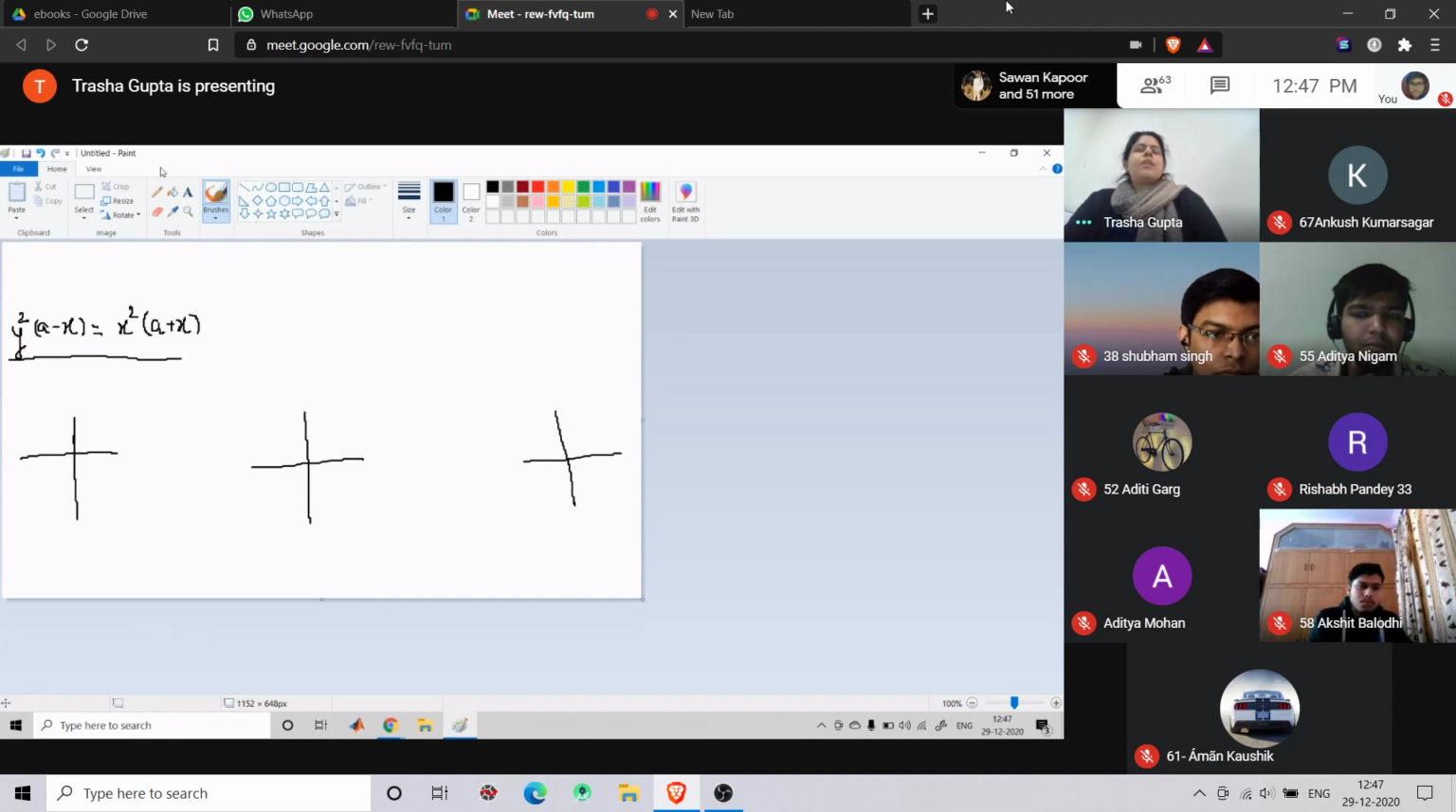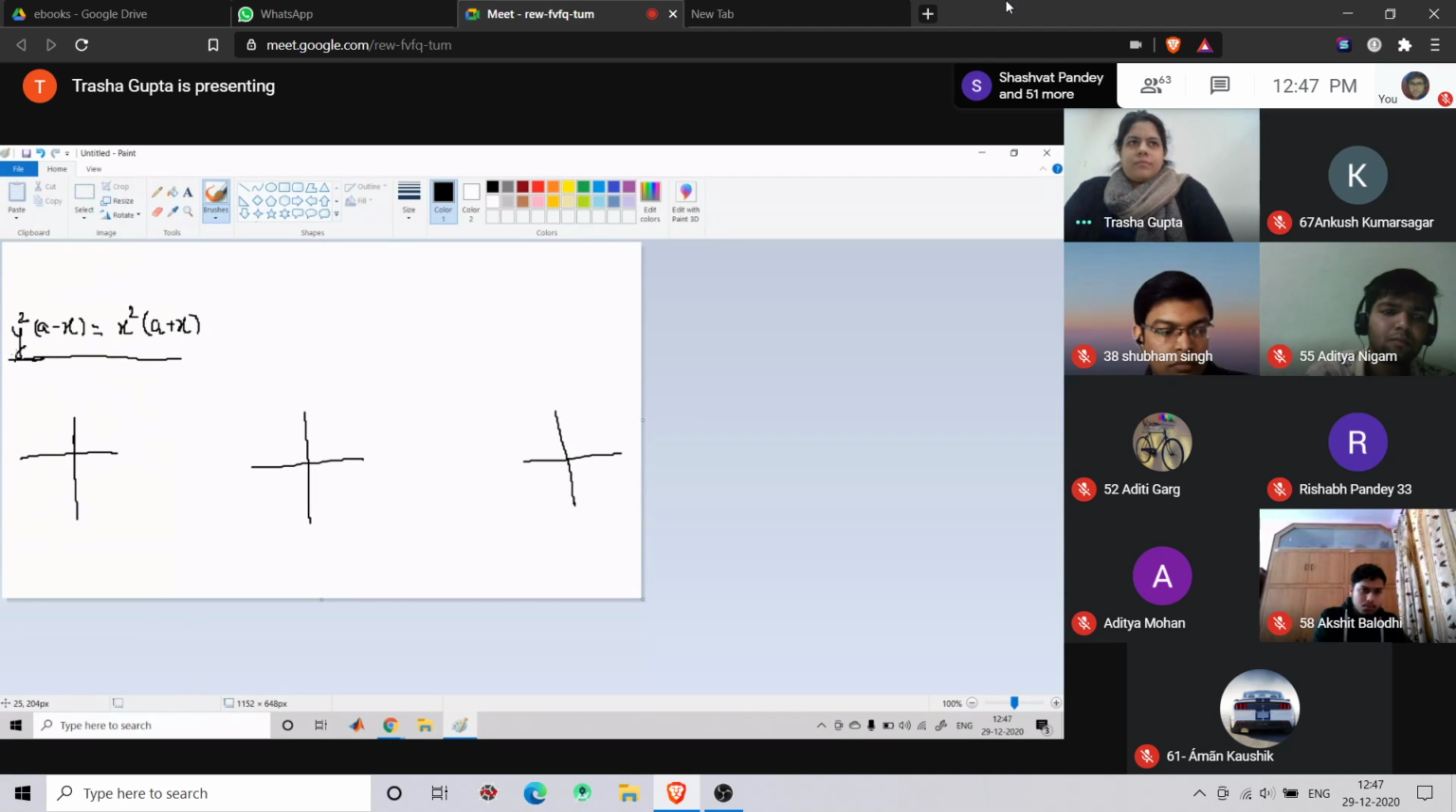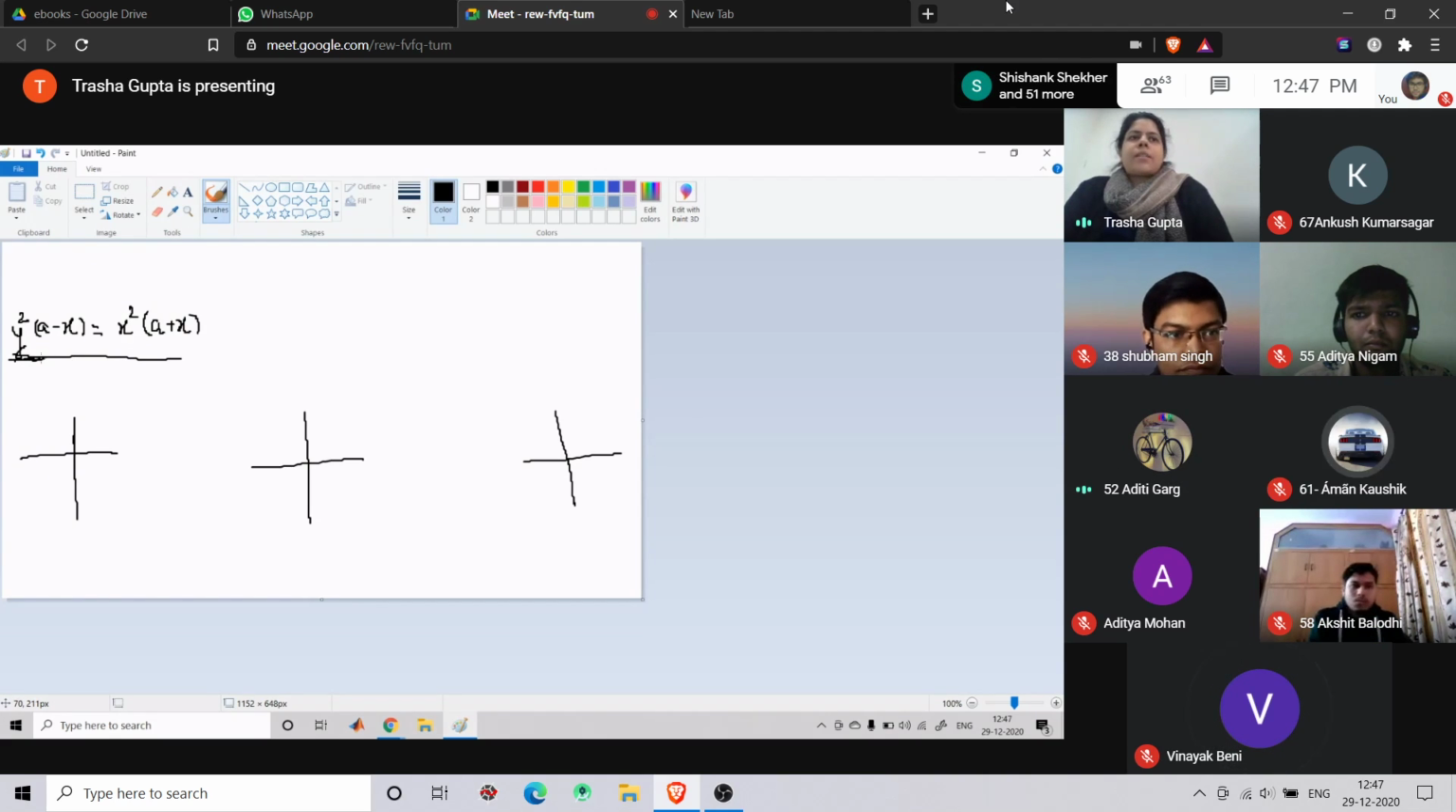My first question is whether this curve passes through the origin. Yes, the curve passes through the origin because there is no constant term, right? Now, what is the equation of the tangent?